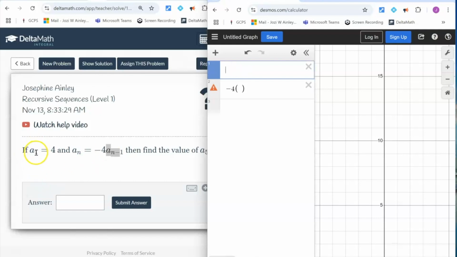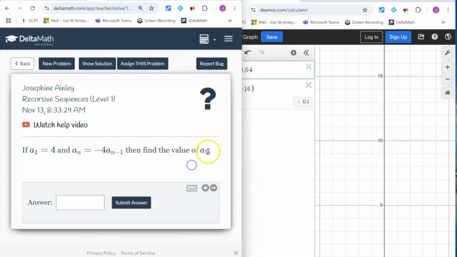So my first term is 4. How do I find my second term? I take the previous term and put it in the parentheses. So -4 times 4 is -16. It gives me the next one. All right, then how do I find the next one after that? I take the previous term, which is now this, and it helps me find the next one, which is now 64. And you're going to keep repeating this process until you get to which one?